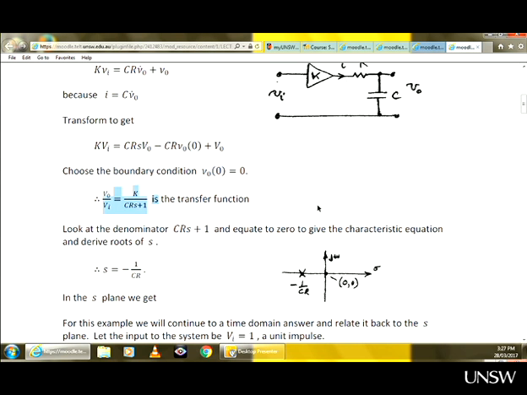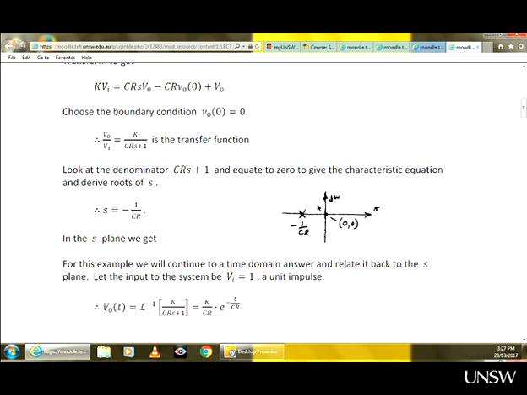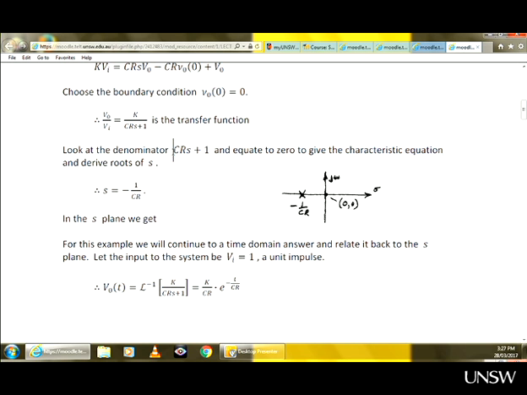So this is a first-order system, because the denominator is a first-order polynomial. This denominator is also called characteristic polynomial. When that polynomial equals 0, we get the characteristic equation. Solving the characteristic equation, making this equal to 0, will give us S equals minus 1 over CR.